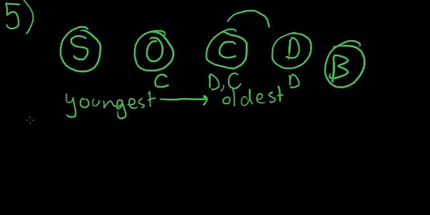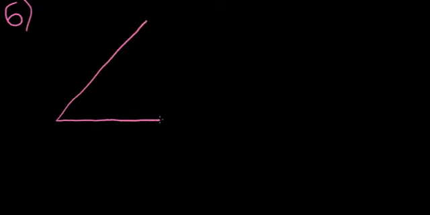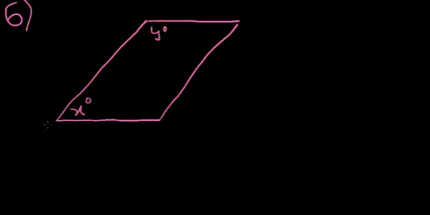So let's go to number 6. Number 6, and they've drawn a parallelogram here. Hopefully I could draw it well enough. It goes like this, goes like this. Close enough. And this is x degrees, this is y degrees, this is quadrilateral P, Q, R, S.